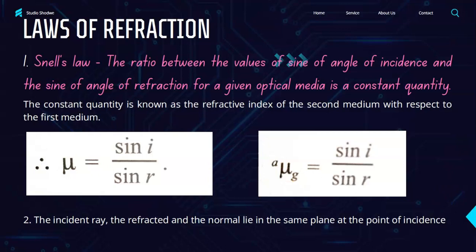The second law of refraction, which is very similar to the second law of reflection, says that the incident ray, the refracted ray, and the normal lie in the same plane at the point of incidence. The only thing is we have replaced the word reflected by the word refracted ray. Again, the second law says the incident ray, the refracted ray, and the normal lie in the same plane at the point of incidence.